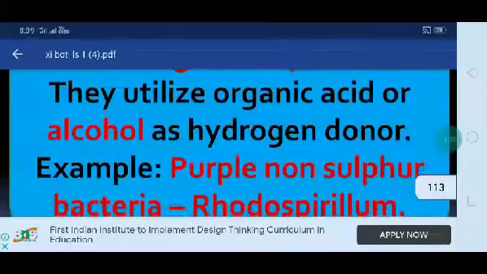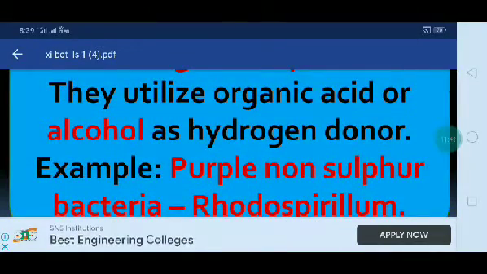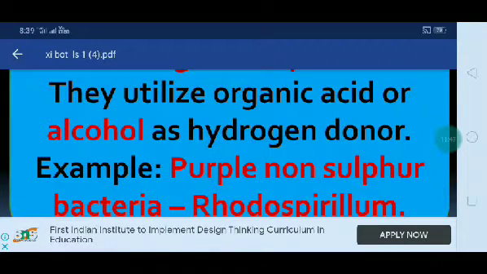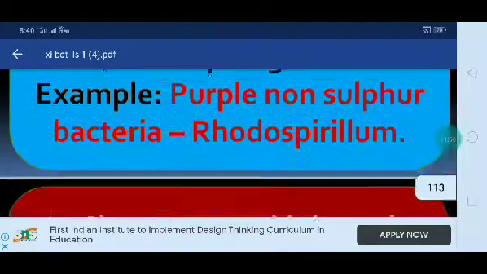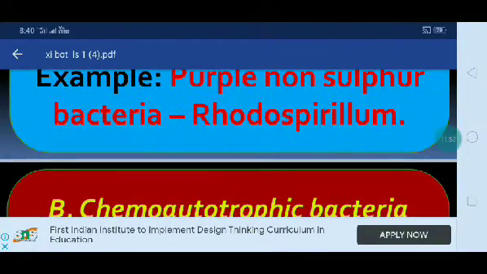Photoorganotrophs utilize organic acids or alcohol as a hydrogen donor. For example, purple non-sulfur bacteria, such as Rhodospirillum. Purple sulfur bacteria were the earlier example.